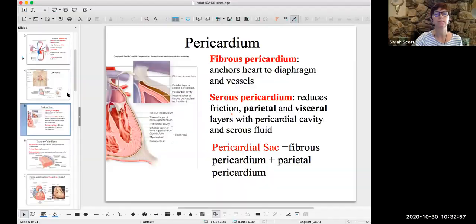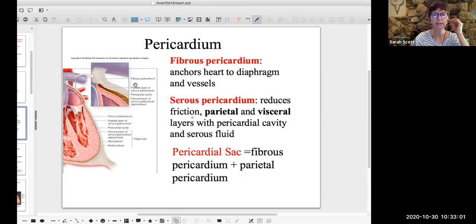I had a question for the pericardium on chapter 18 for the heart. Okay. On one of the slides, on the slide of pericardium, there's fibrous pericardium and then serous pericardium. Yeah, let me pull that up. I know which one you're talking about. There it is. Okay, this one right here.